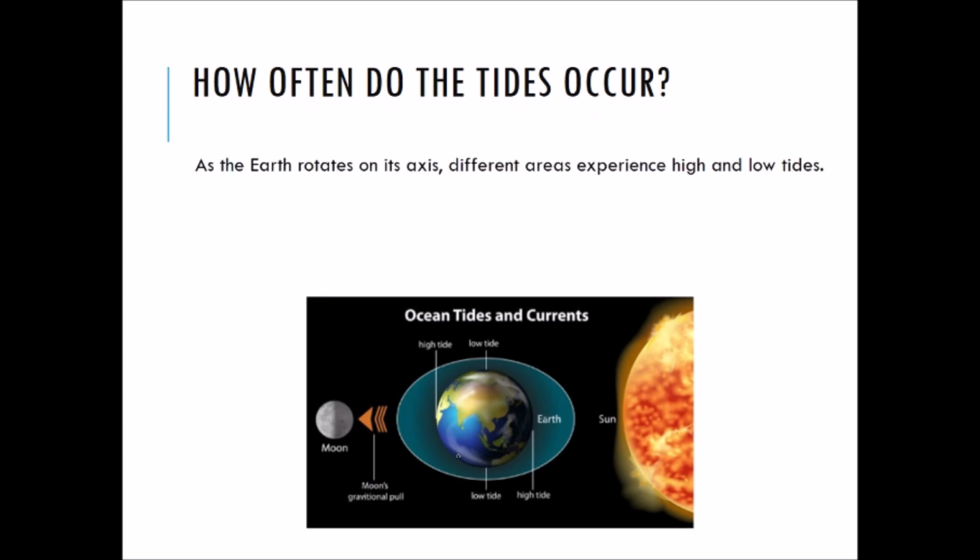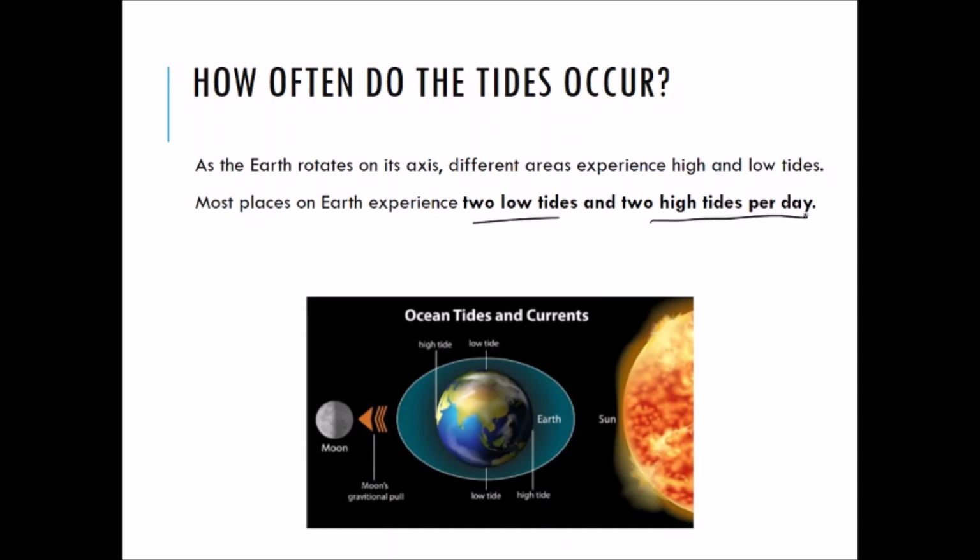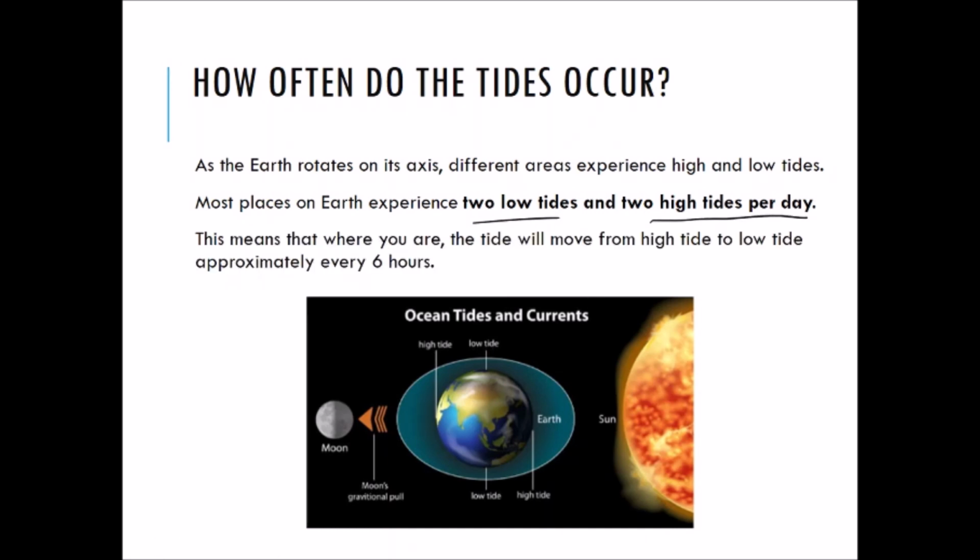So how often do tides occur? As the Earth rotates on its axis, different areas experience high and low tides. And that's because the moon is also rotating around the Earth. So most places on Earth experience 2 low tides and 2 high tides per day. This means that where you are, the tide will move from high tide to low tide approximately every 6 hours. And that's why, if you ever watch the news, they actually do tell us when high tide and low tides will be occurring at what times.